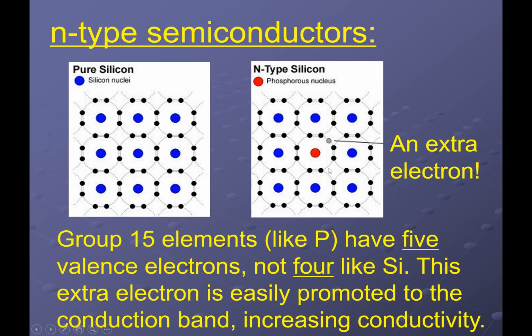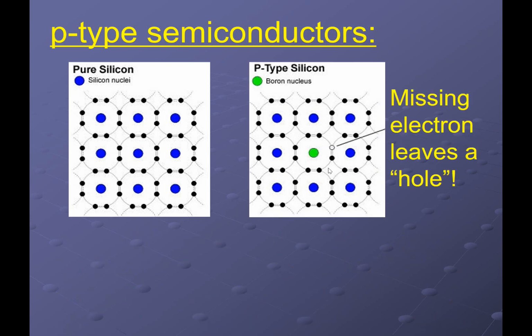Let's contrast that with the opposite dopant. For the opposite dopant, we have a P-type semiconductor. Again, starting off with just pure silicon here, everything has 4 valence electrons.